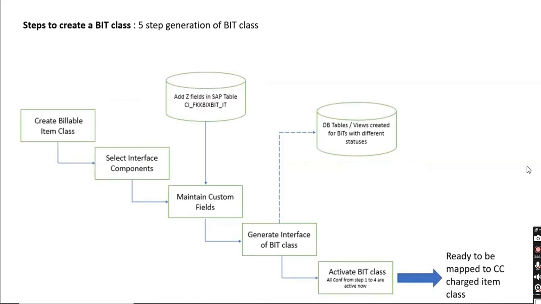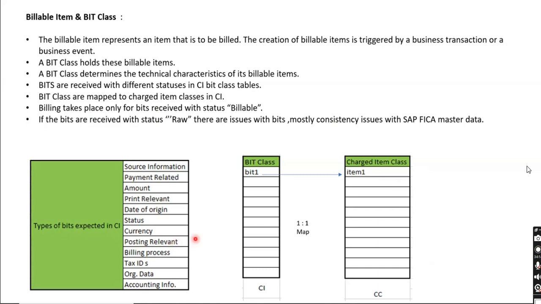Can you go to the previous slide? Yes. So here, the fourth point: bit classes are mapped to charged item class in CC or CI. It is actually the CI bit class table. I mean, in CI it is bit class. Yes, the fifth one, map to charge item. Oh, it is actually in CC. Charge item class in CC. In CI it is bit. In CC it is charge item class.